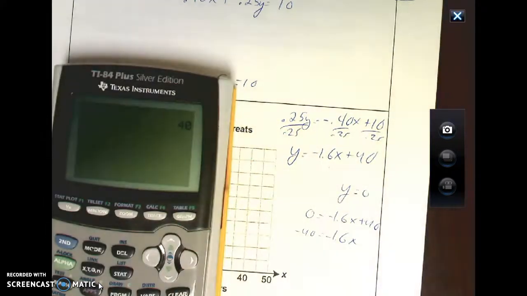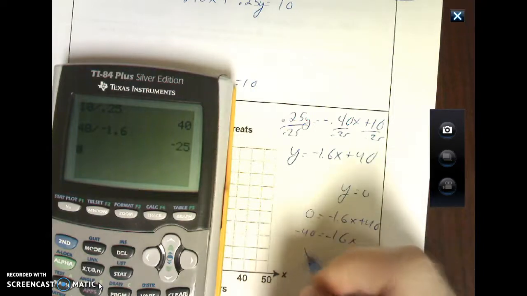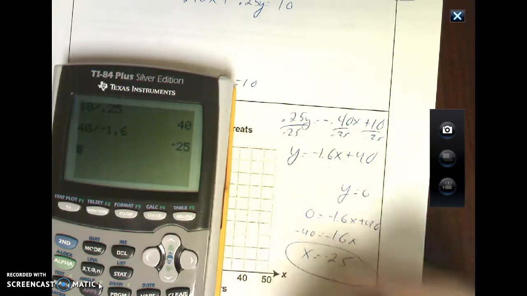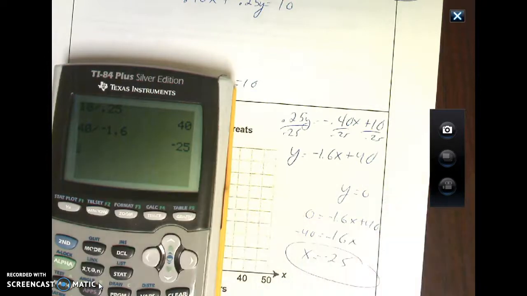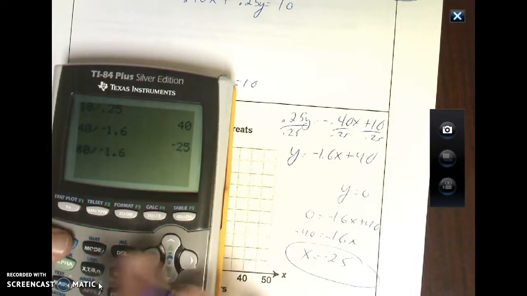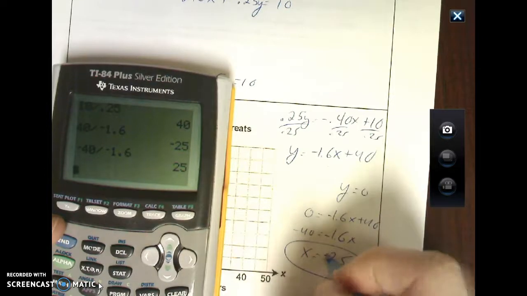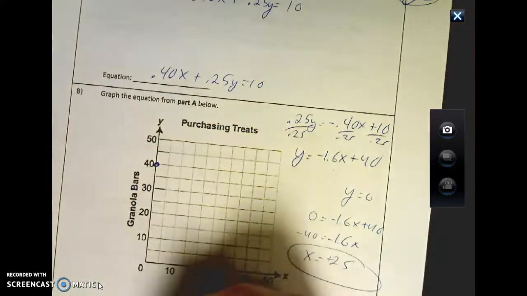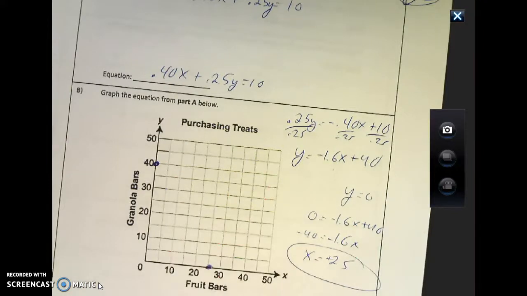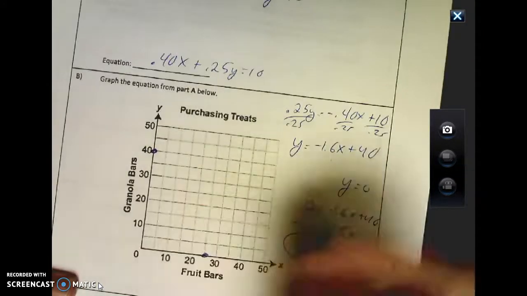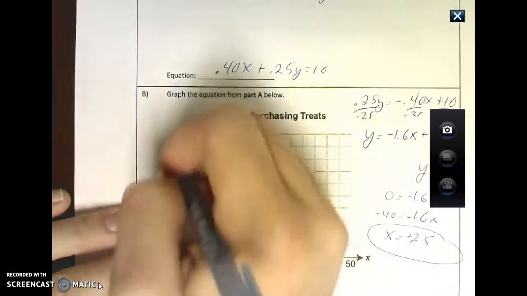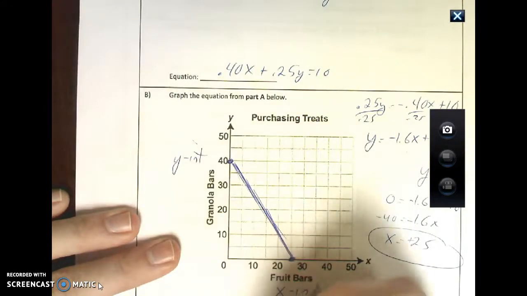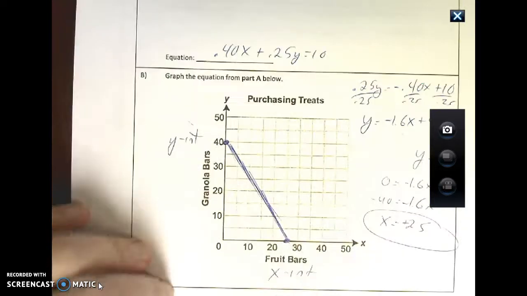If I divide 40 by negative 1.6, I get x equals negative 25. Actually, it's negative 40, my bad. Positive 25. Okay, so it means down here, I can get 25 fruit bars. Okay, so here's 2 points on the line if you want to connect them. There we go. These are called your y-intercept and your x-intercept respectively, where it's the x-axis, where it's the y-axis.